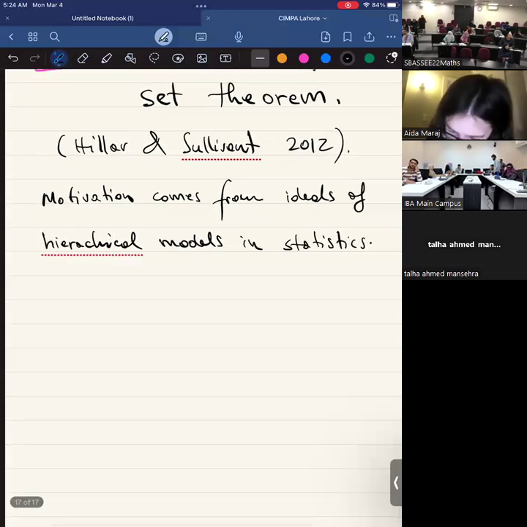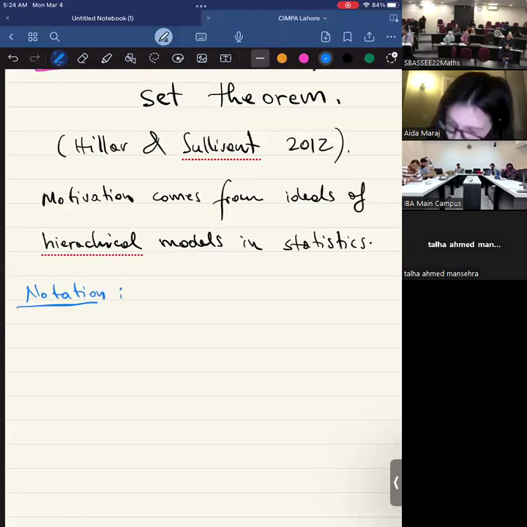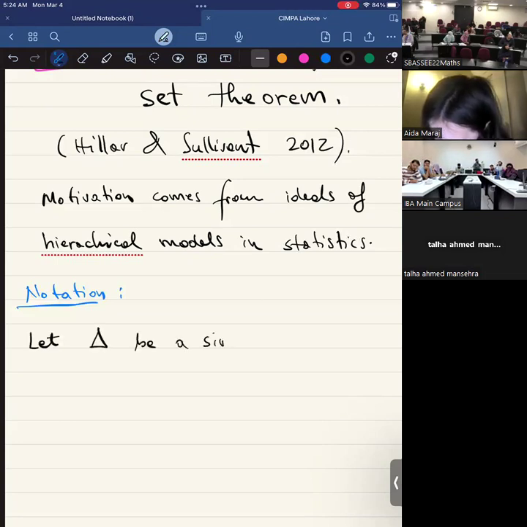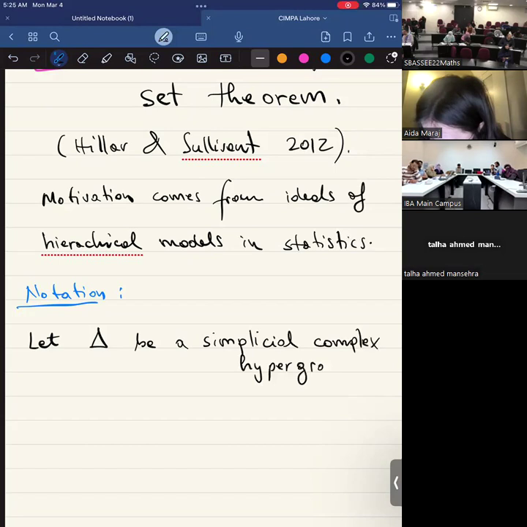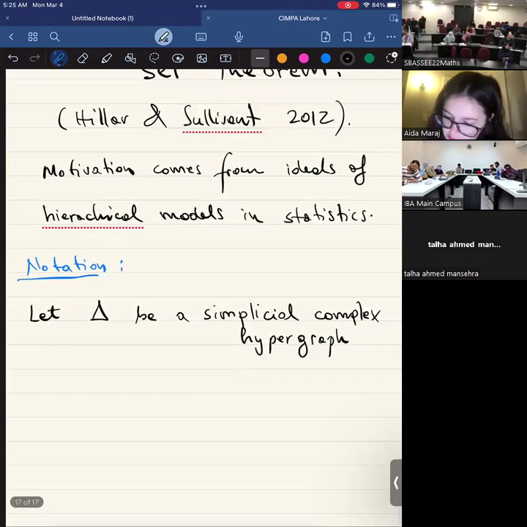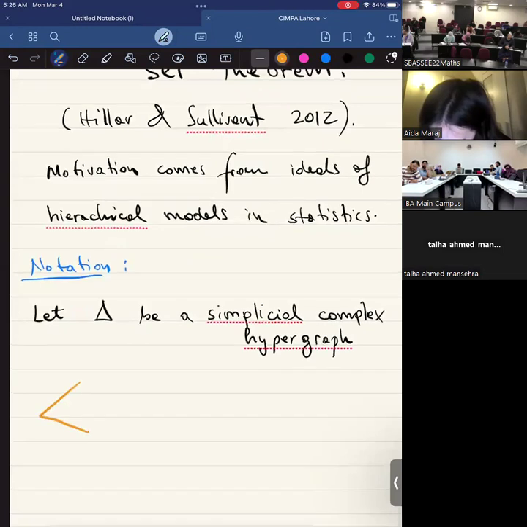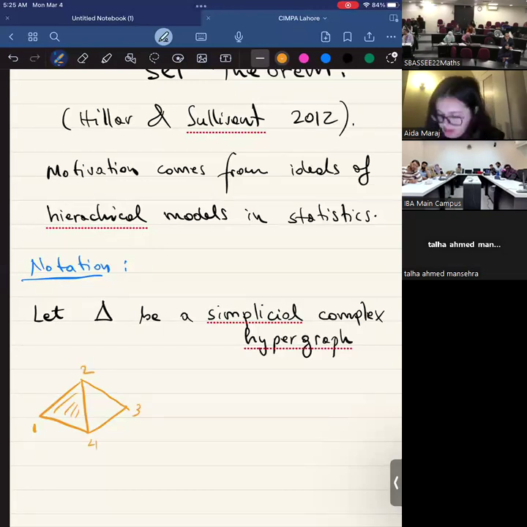So let delta be a simplicial complex or a hypergraph. So for instance, one example would be one, 3, 4. So this is a simplicial complex.